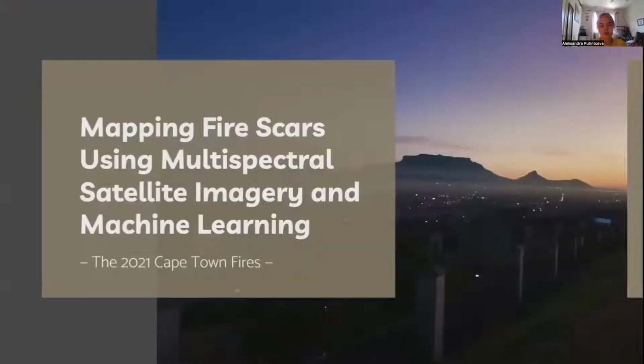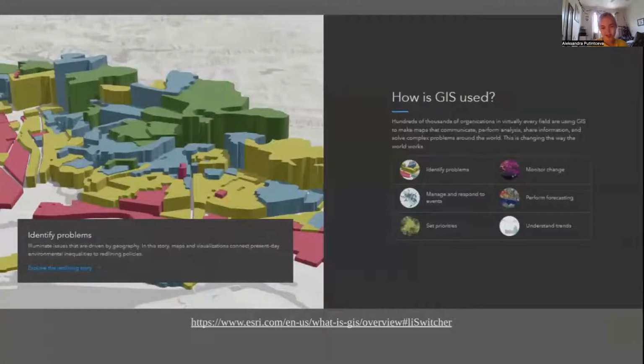So my project was on mapping fire scars using multispectral satellite imagery and machine learning, but it's more so on GIS. GIS is Geographical Information Systems.